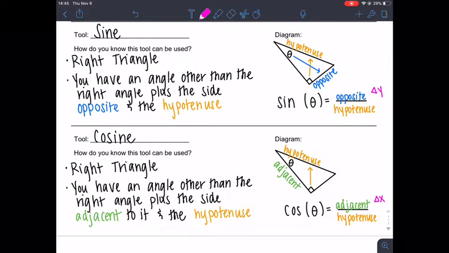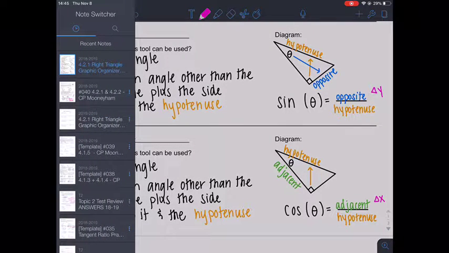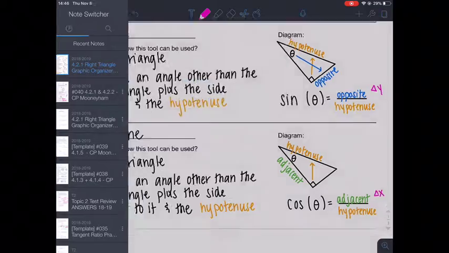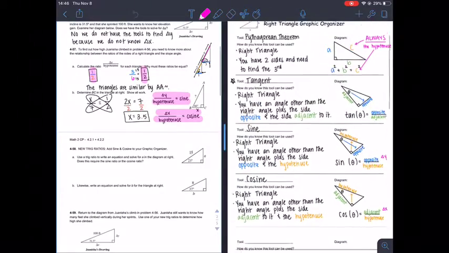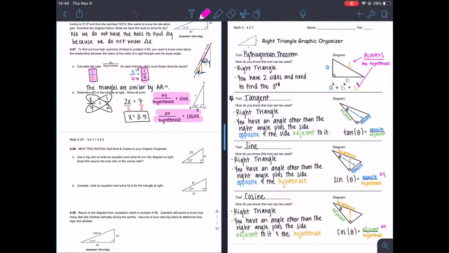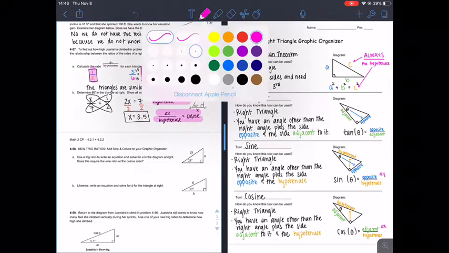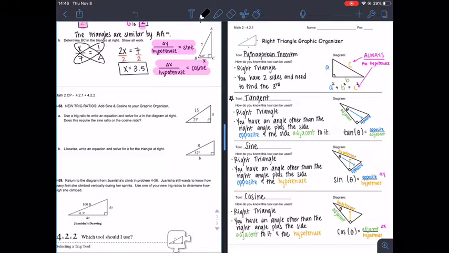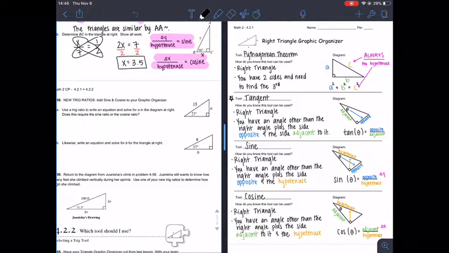Now that you have these written down, we're going to practice using these two tools. So I'm going to split my screen, so that I have my tools open. We have all of our tools here so far. And my problems open here on the left. So we have sine and cosine. We've added those to our graphic organizer. So now we are going to use them to find some missing sides.